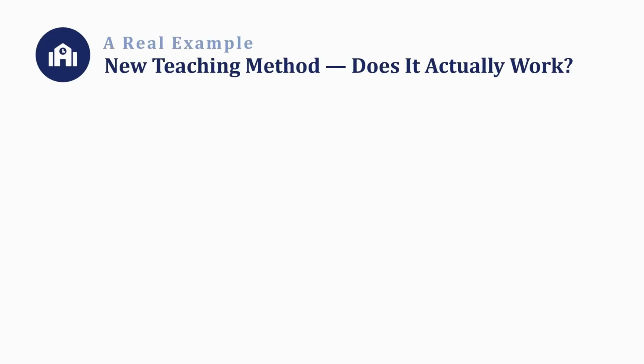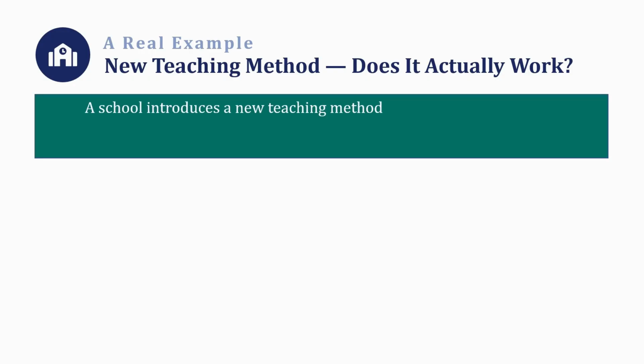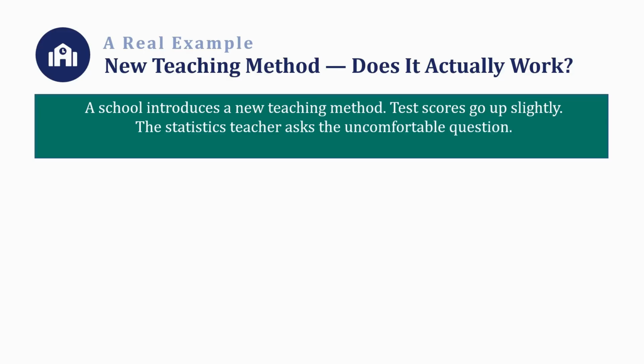A school introduces a new teaching method. Test scores go up slightly. The principal is excited. But the statistics teacher asks the uncomfortable question. Is that improvement real or just random variation in scores that would have happened anyway?